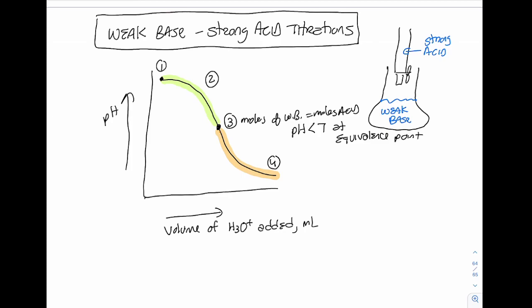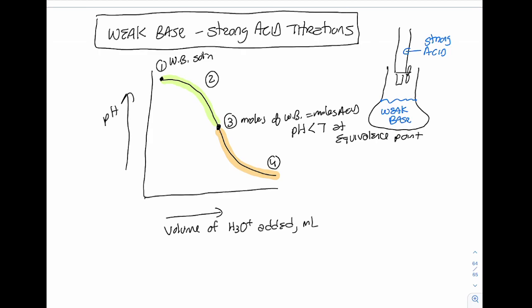Initially, I just have a weak base solution. So number 1, this is just a weak base. You would solve for your pH as you would for any weak base solution, right? You'd write your base dissociation equilibrium equation. You would use your Kb. You would set up an ice table. You would solve for your hydroxide ion concentration.